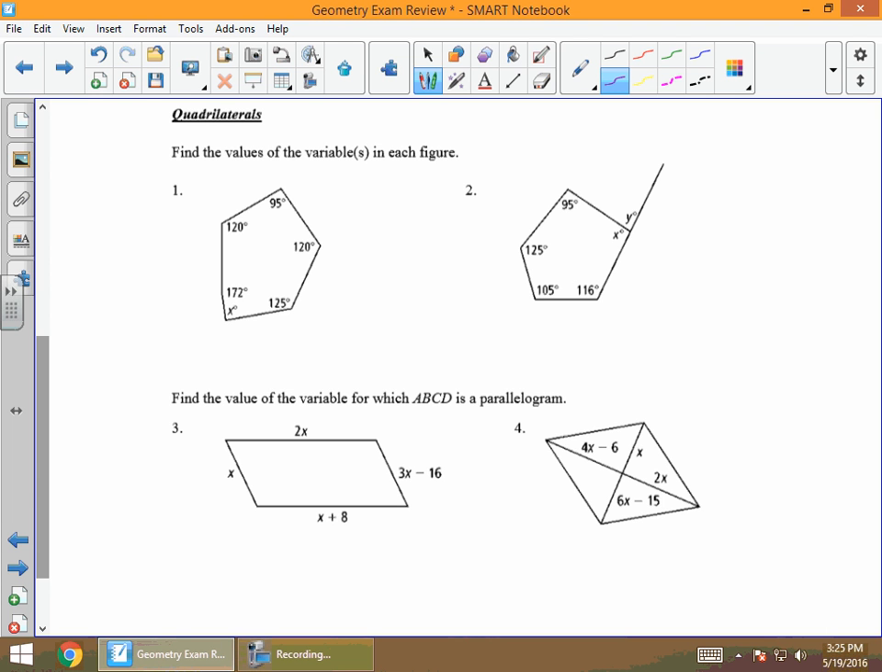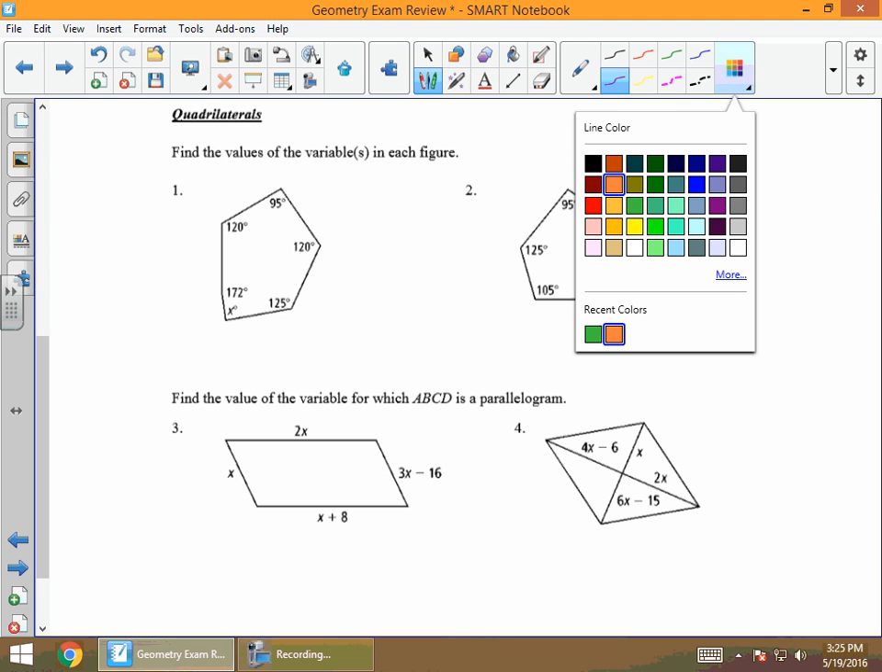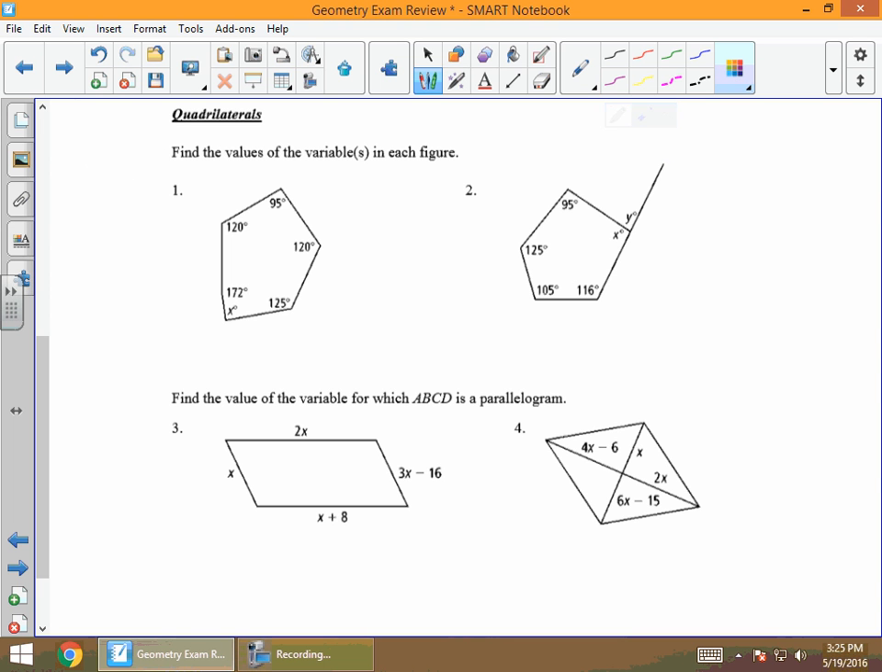So as I take a look at questions 1 and 2, I should remember that if I want to find the sum of the interior angles, I remember that we just talked about this. It is 180 times n minus 2. So the number of sides minus 2 times 180.